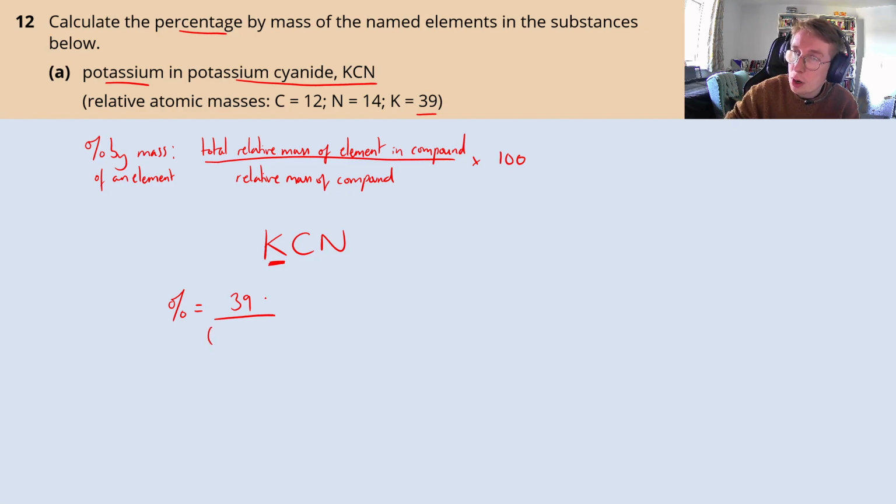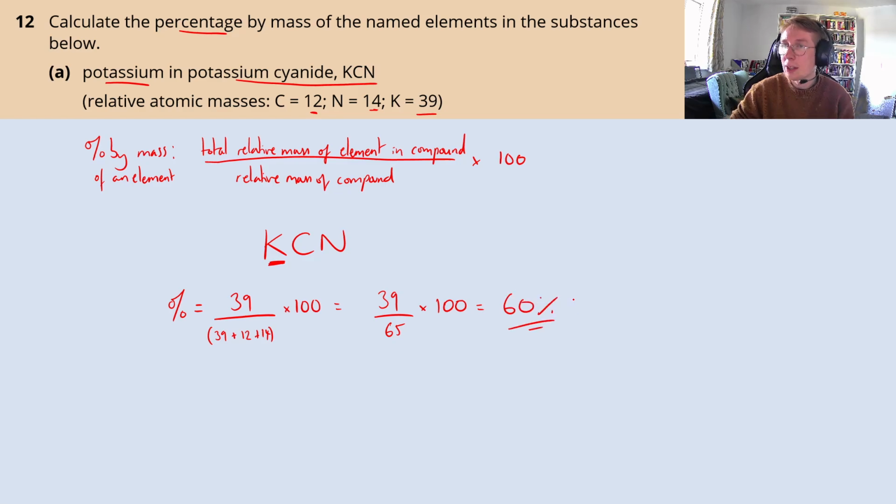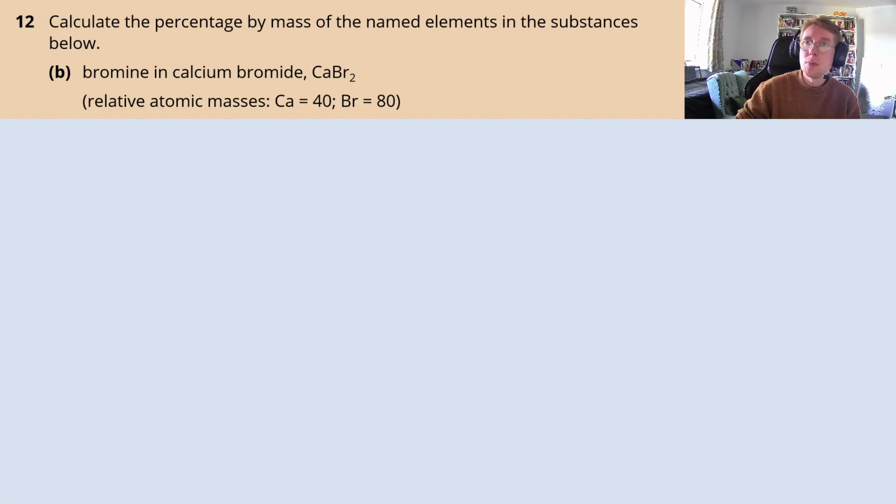So we've got one atom of potassium, so that's 39. We've got one atom of carbon, so that's 12 from up here. And we've got one atom of nitrogen, so we're adding 14. And we're going to times whatever number we get there by 100. So that is equal to 39 divided by 65 multiplied by 100. And that gets us a neat answer of 60%. So if you got that, give yourself a mark. We move on to B.